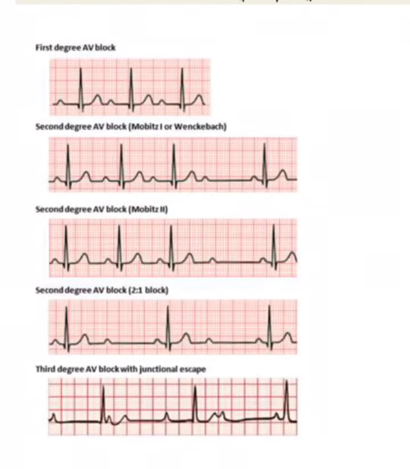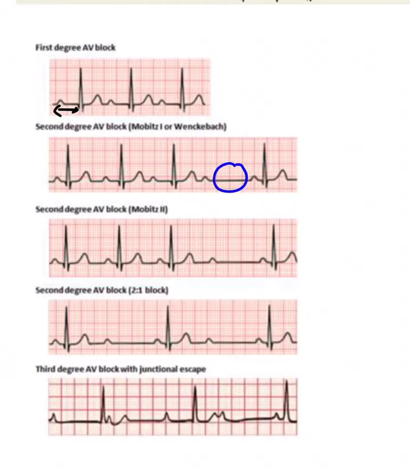See, this is the first degree block. Second degree block, Mobitz type 1 or Wenckebach. Second degree block, that is Mobitz type 2. Then you have third degree block. First degree: what happens? The PR is increased. Do you see the distance in PR? That is increased. Second degree, what happens?